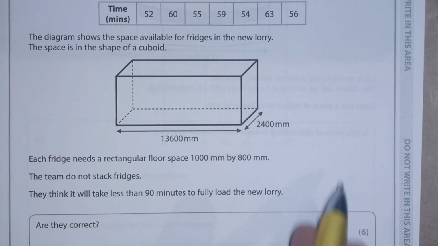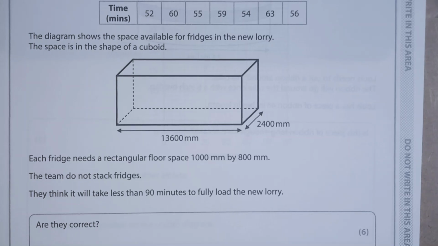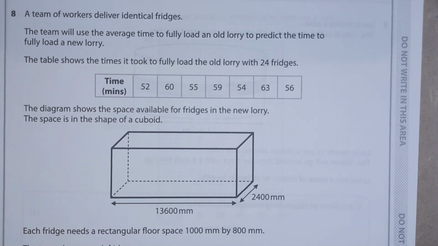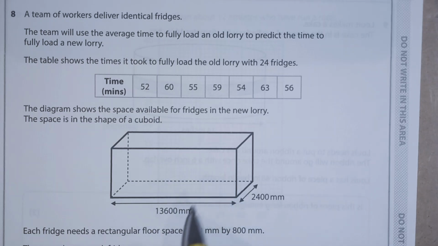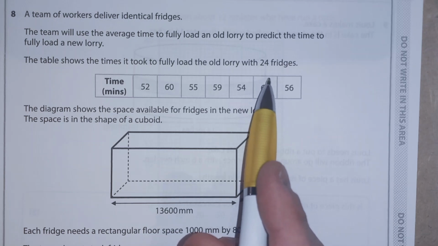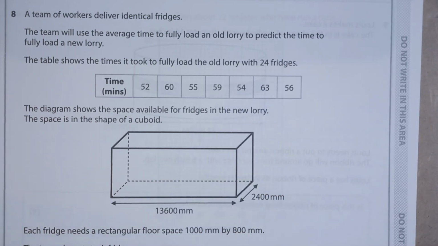Right, so it's quite a bit to get your head around. So what are we actually being asked? Well, they've changed their lorry. They had an old lorry that you could fit 24 fridges in. We've now got a new lorry. We don't know how many fridges we can fit in that yet. We're going to have to work that out. But we can use our time. If we can work out an average time for the old lorry, we can use that to work out how long it takes to load one fridge. We then should have the number of fridges we can fit in the new lorry, and we can use that time for one fridge and multiply it by the number of fridges in the new lorry to give us our new time. Hopefully that makes sense.